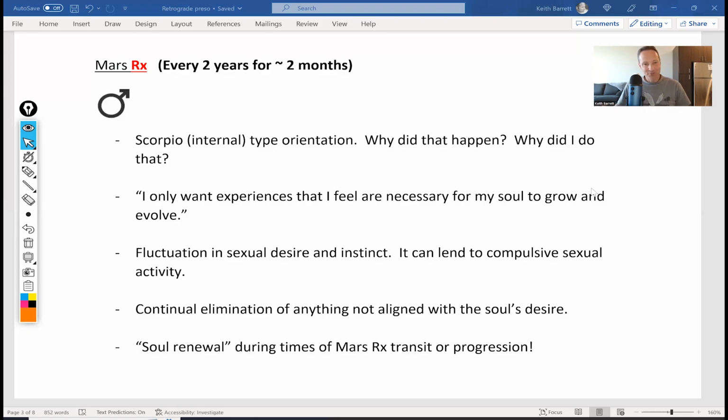But anyway, from an EA perspective, Mars retrograde is more of a Scorpio type orientation. If you think of just the symbol of Mars, Mars, the ruler of Aries, wants to take action, right? It's the lower octave of Pluto. And so think of it as I'm going to take certain actions that I feel are, I was going to say right for my soul, which is more Mars retrograde. Mars just takes action, right? So think of the primal representation of Mars. I take action and then I get feedback, right?